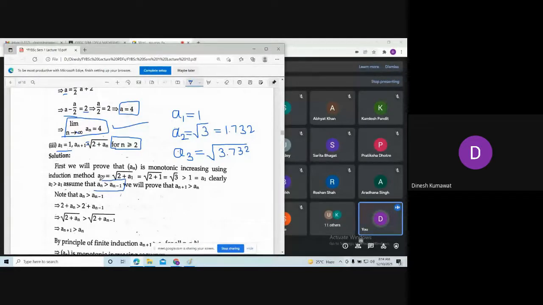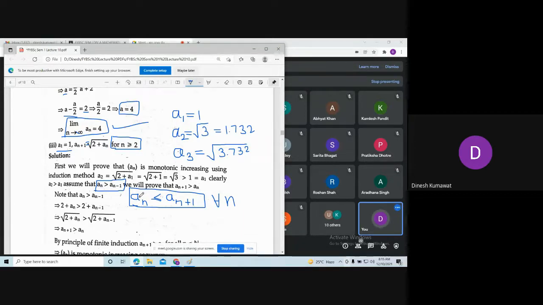That is, a(n) is bigger than or equal to a(n-1), or if you want, you can prove a(n) is less than or equal to a(n+1). If you are able to show this statement, and this is true for all n, then you can conclude this sequence is a monotonically increasing sequence.